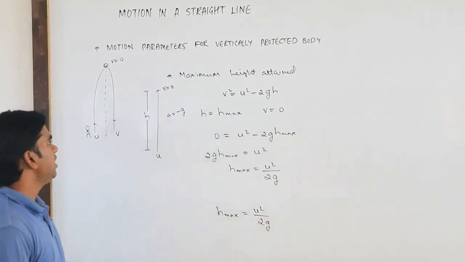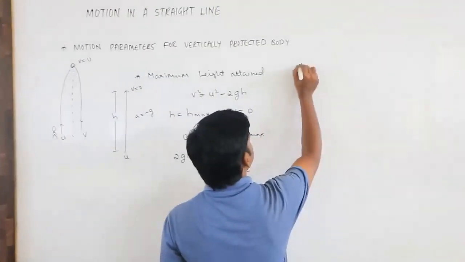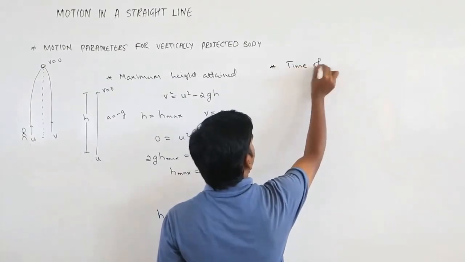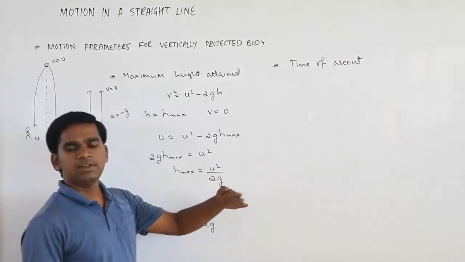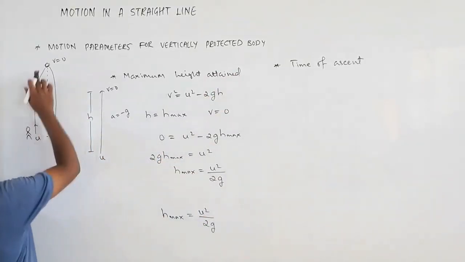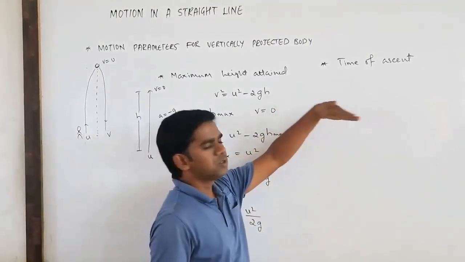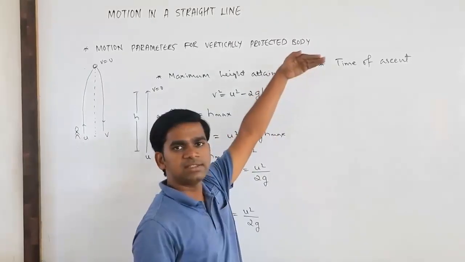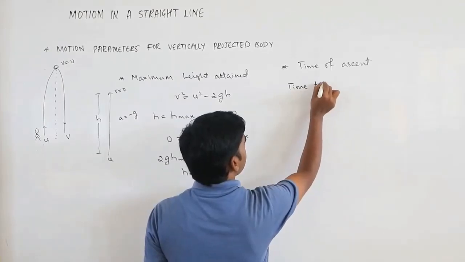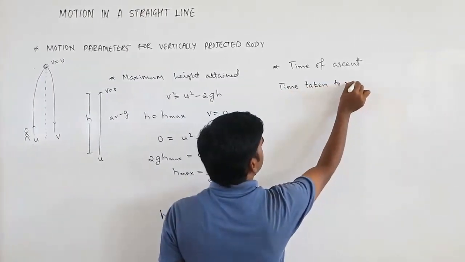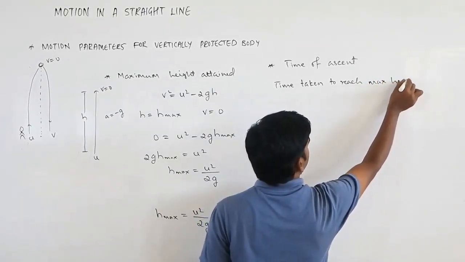Okay, so next we can take time of ascent. Time of ascent means the time taken to reach the maximum height, to go from here to here. How much time will it take to ascend? So I can write: time taken to reach maximum height.